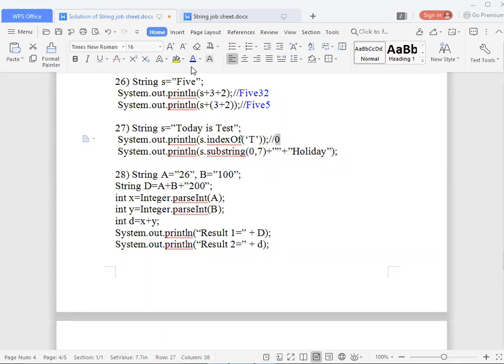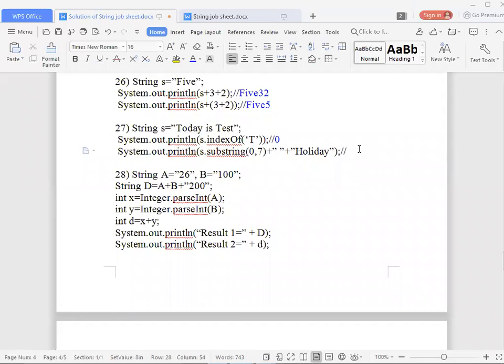Then in the next line, because ln is there, it's going to display on the next line. First of all, see that a space is there, or you can consider it as the space. s dot substring 0, 7. So what is s? Then you have to find 0 to 7, meaning excluding 7, meaning 0 to 6. So 0 is T, 1, 2, 3, 4, 5, and 6 till I.